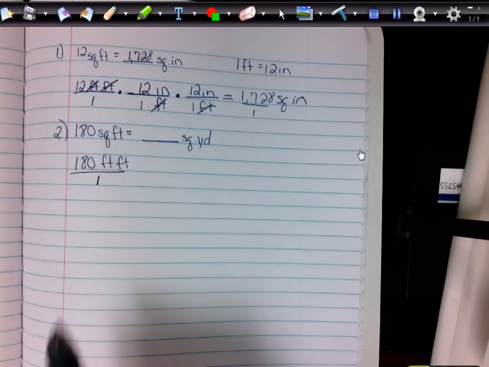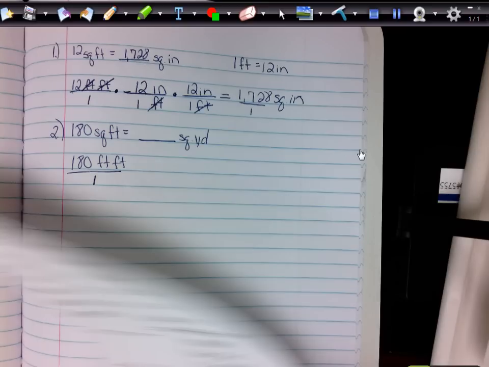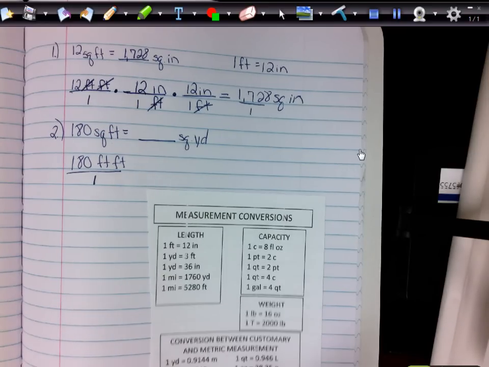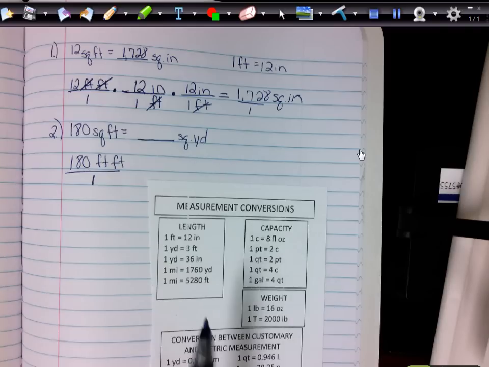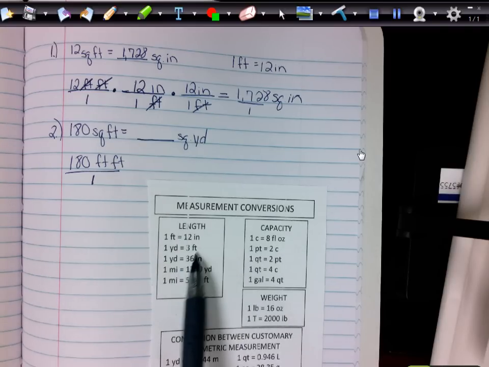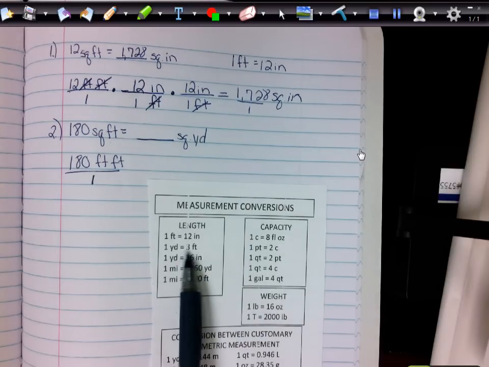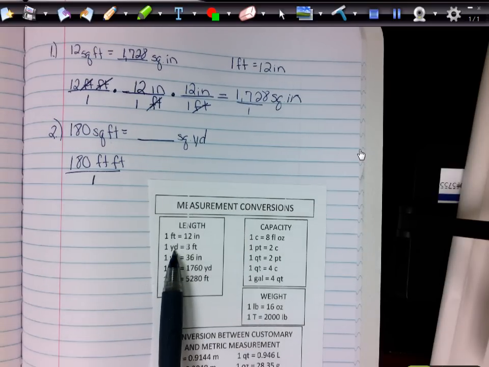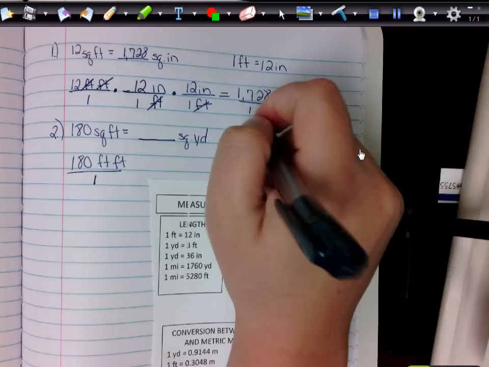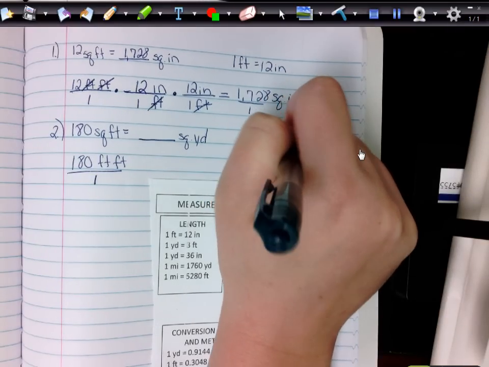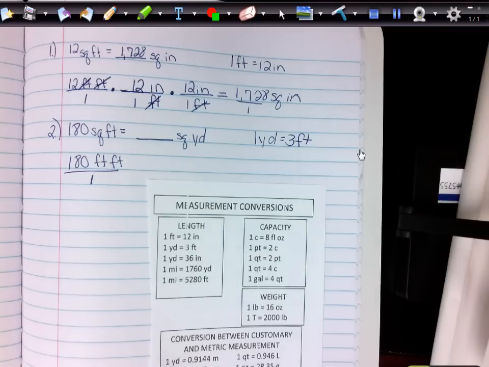Now I'm wanting to go from feet to yards, so again I'm going to look at my measurement conversion sheet that I have. Now I'm going to look for feet since that's what I'm starting with, and I have feet to inches and feet to yards. And I'm wanting to go feet and end up with yards here. So I'm going to use this one right here because it's 1 yard equals 3 feet. So we're going to write that over here to the right. 1 yard equals 3 feet.